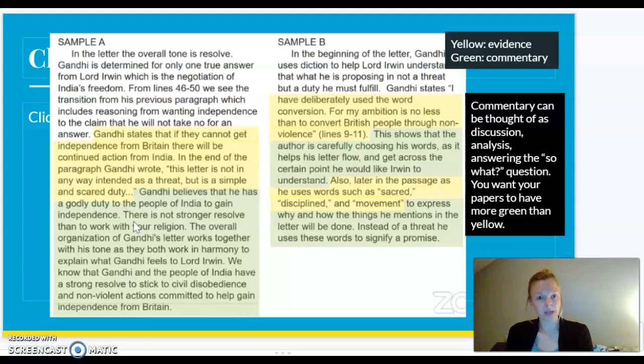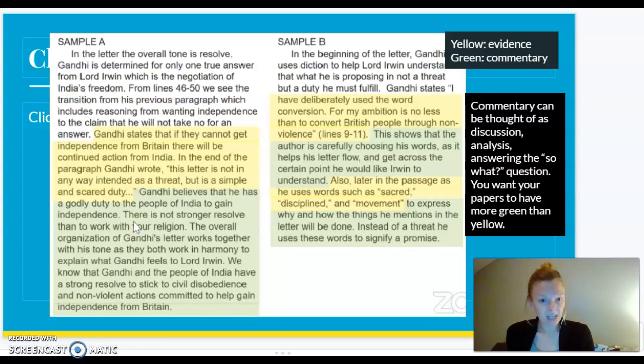So let's just look at sample A. In the letter, the overall tone is resolved. Gandhi is determined for only one true answer from Lord Irwin, which is the negotiation of India's freedom. From lines 46 through 50, we see the transition from his previous paragraph, which includes reasoning from wanting independence, to the claim that he will not take no for an answer.